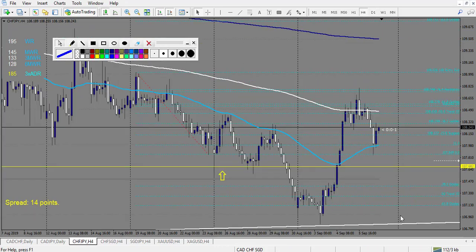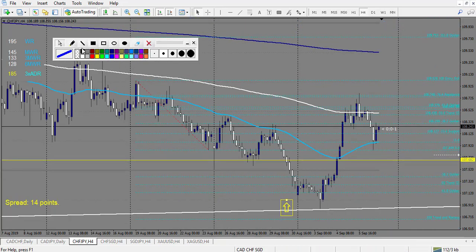CHF JPY, no pattern around the line. Last week was a nice trade right here, and here we have a trade, but it didn't touch the trend line. It's very few pips below. It's a bit riskier, but I would have taken this one.